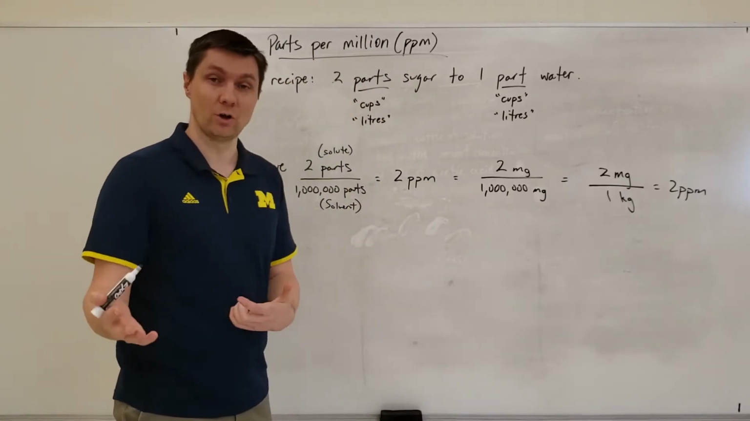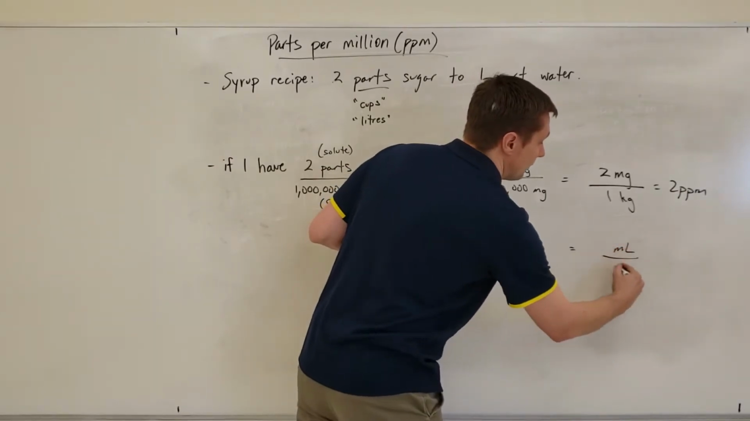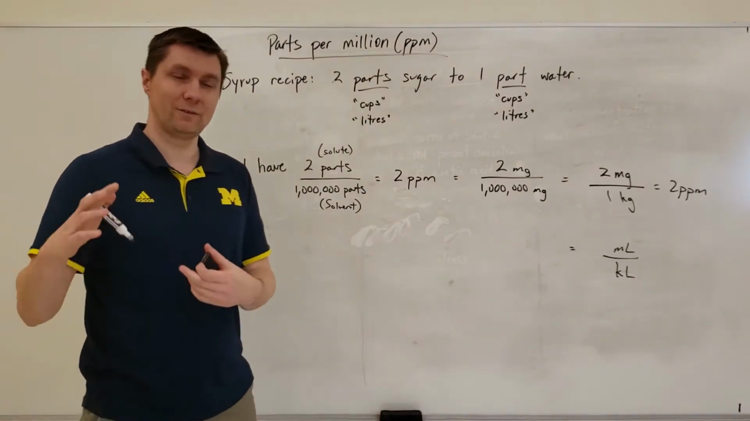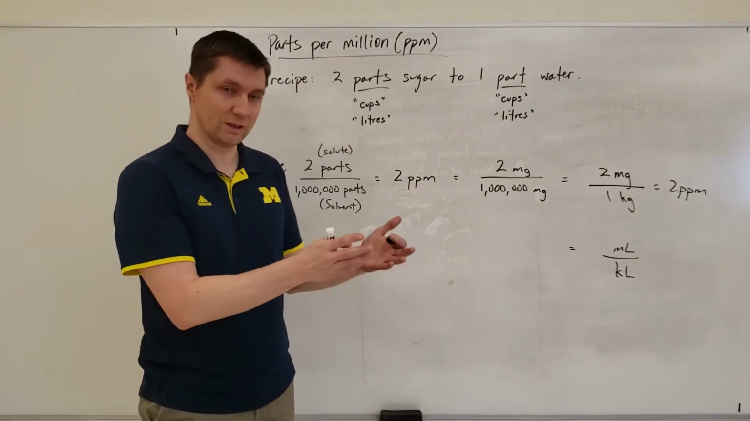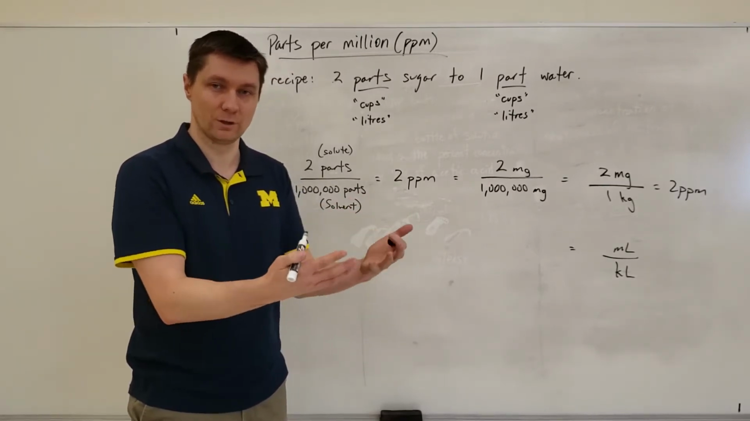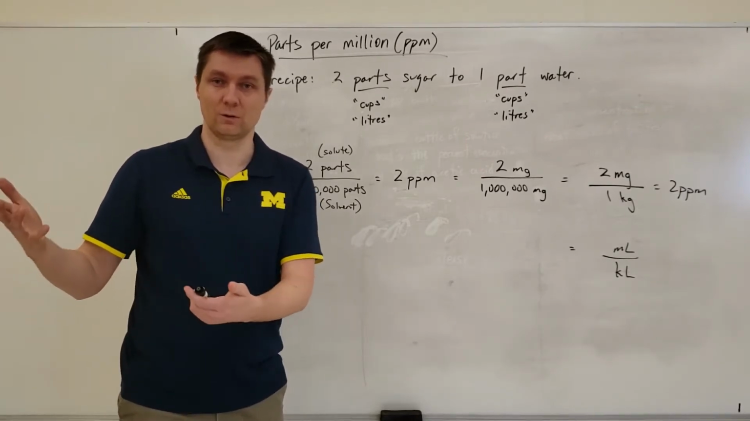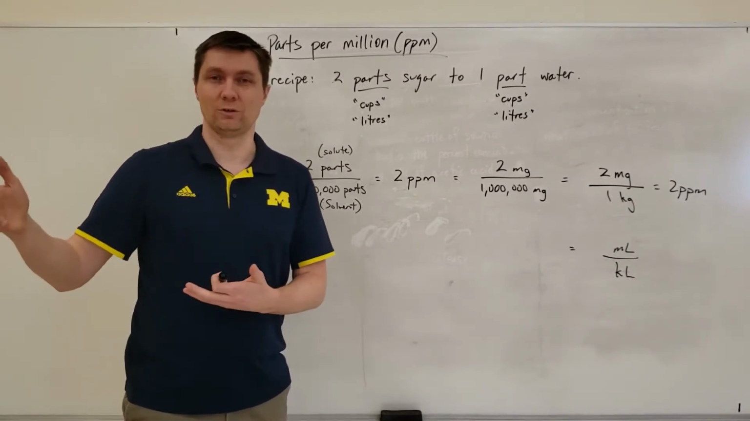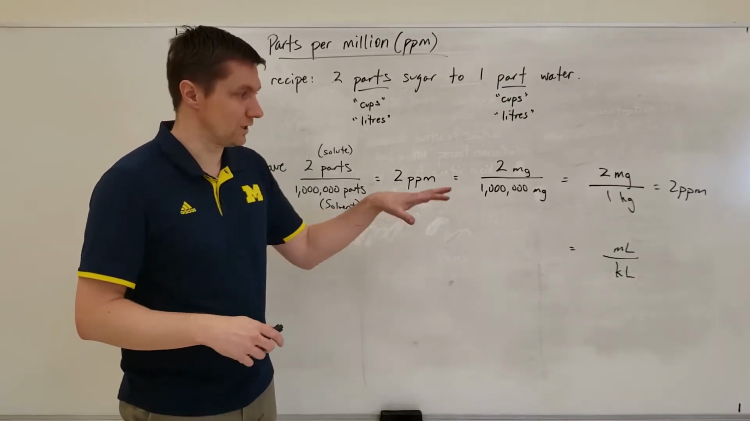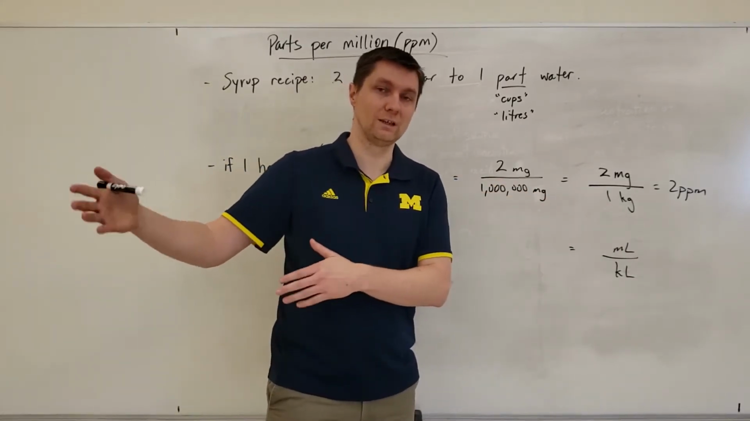And I can do this for volumes as well. Volumes is just milliliters per kiloliter. And then if I have a particular situation where my solute is a mass, so units of grams or milligrams, and my solvent is a volume, like a liquid of some kind, like water, so that would be in units of like liters or kiloliters or milliliters, then I can have a ratio set up for that as well, because I know that 1 kilogram of water is equal to 1 liter of water.